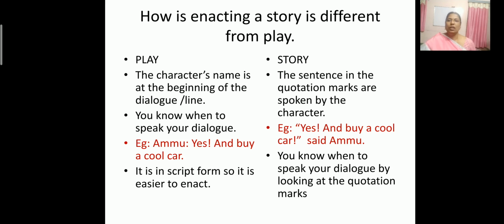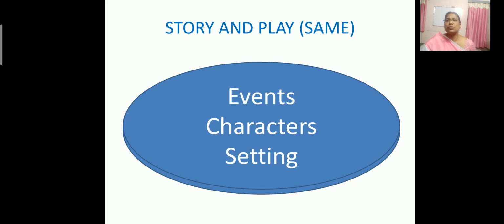Is this clear, children? Now let us know the similarities. Story and play, how are they the same? The first one is events. Events are the happenings. In a story as well as in a play, the events happen in sequential order. So there won't be any change in the events. As you are converting a story into a play, the events will be the same only. There won't be any change.